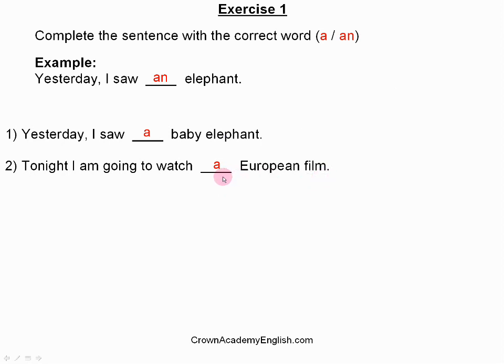So this is one of those difficult situations where the word begins with a vowel, but in fact, when we pronounce it, the sound is a consonant sound. European. So we say a and not an.